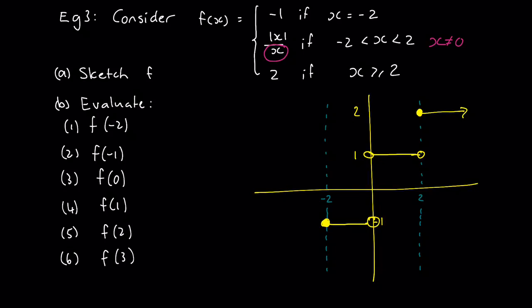Right, so let's go to our evaluations now. For B, question 1, f of -2, we're going to look where -2 is. -2 is here. So clearly, f of -2 is defined at y equals -1.